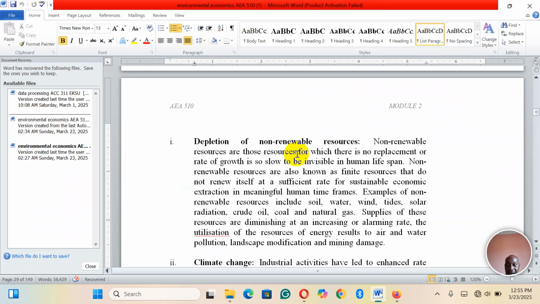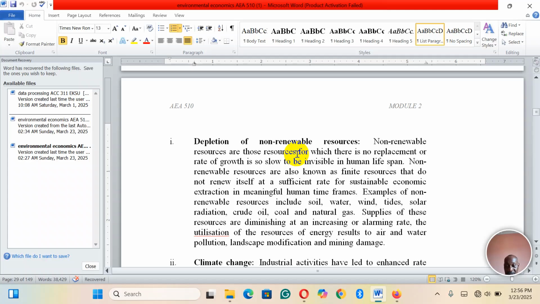Non-renewable resources are those resources for which there is no replacement or the rate of growth is so slow as to be invisible in a human lifespan. So non-renewable resources are also known as finite resources that do not renew themselves at a sufficient rate for sustainable economic extraction in a meaningful human time frame. So examples of non-renewable resources include the soil, water, wind, tides, solar radiation, crude oil, coal, and natural gas.